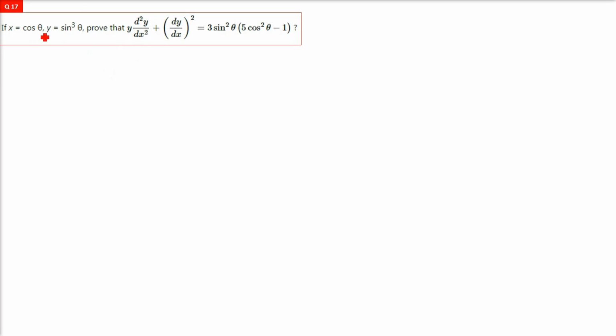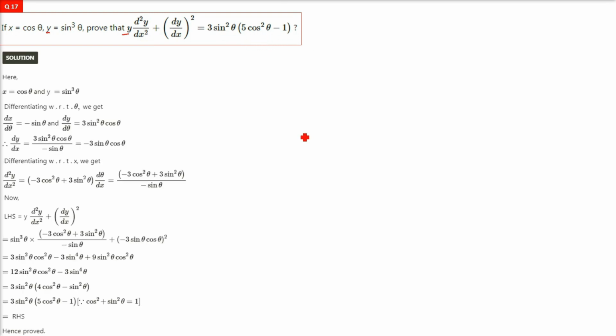Now we have here x equals cos theta, y equals sin cube theta. So there is an equation which we have to prove. So we'll find out dy by dx and d2y by dx2. Y is already there with us. So those who want to do it by themselves, this is a step-by-step reference. And those who want to understand, x is equal to cos theta, dx by d theta will be what? It will be minus sin theta, negative sin theta. What is y? Y is sin cube theta.